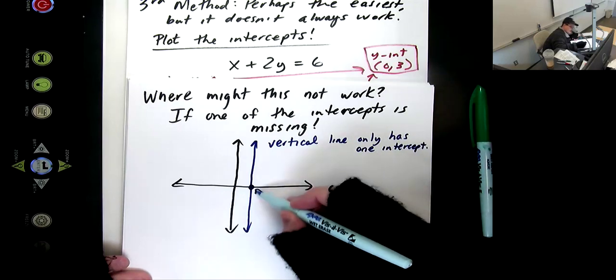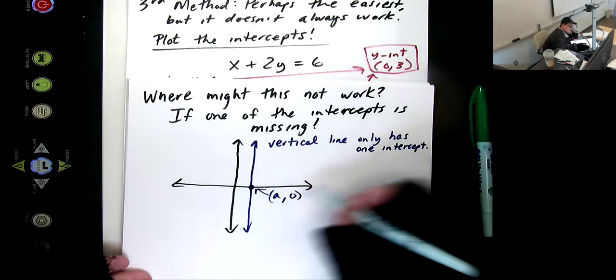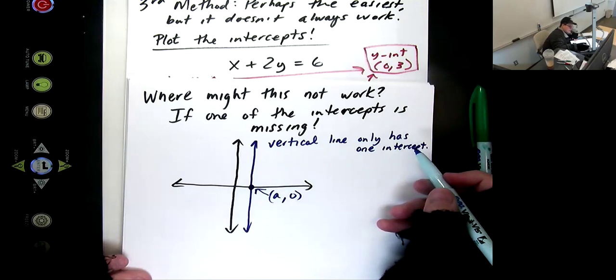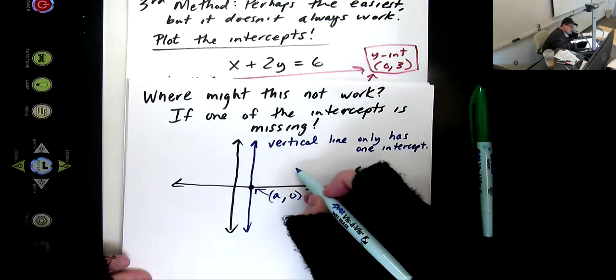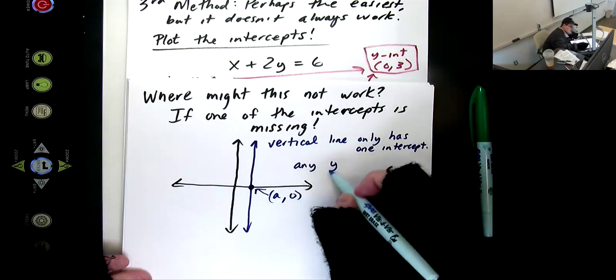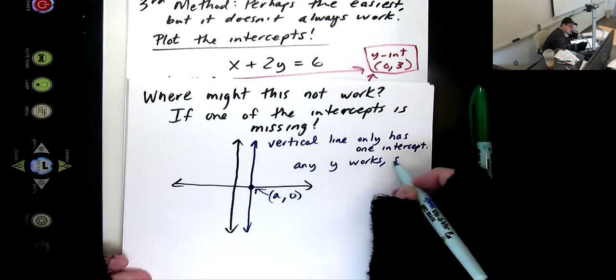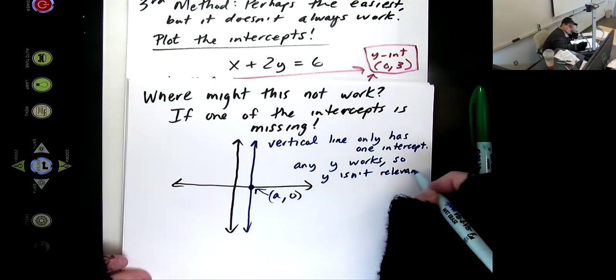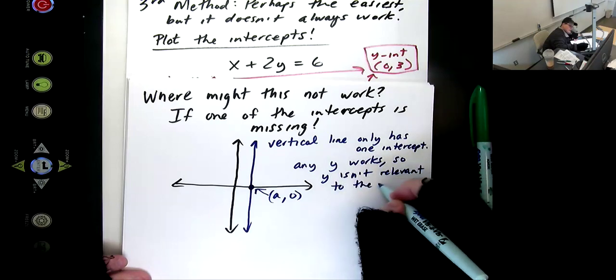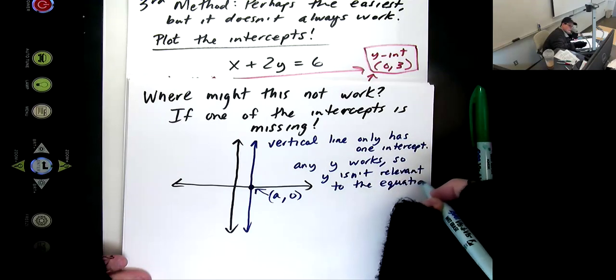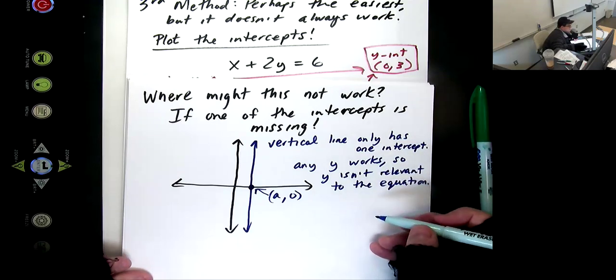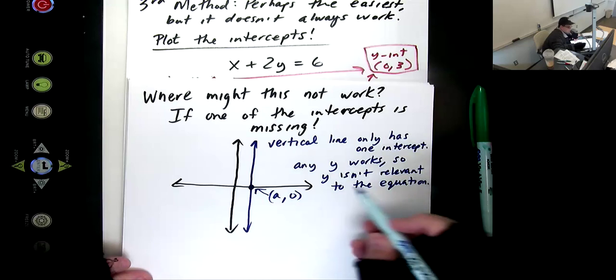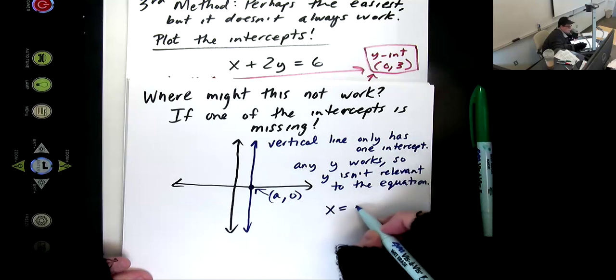Let's say it crosses at a, 0. Any y works. So y isn't relevant to the equation. So the line is x equals a.